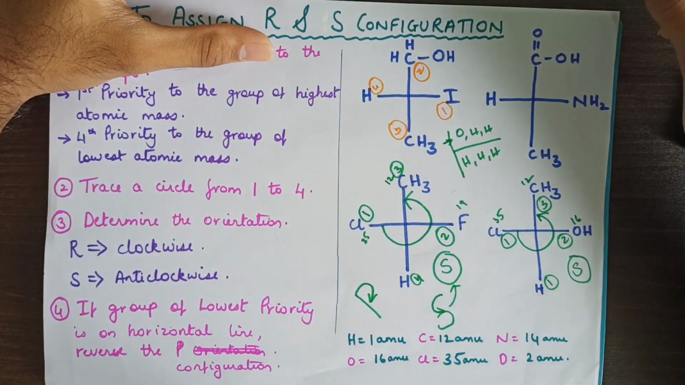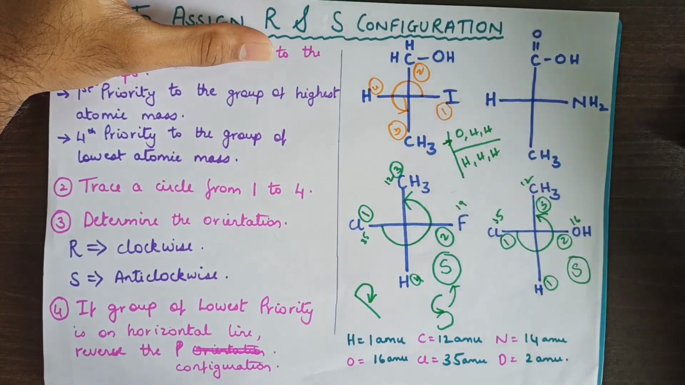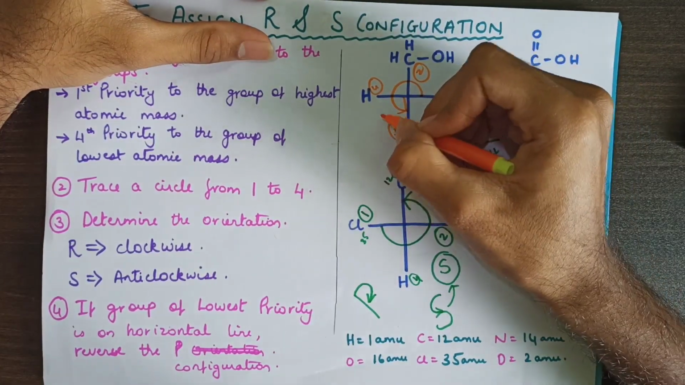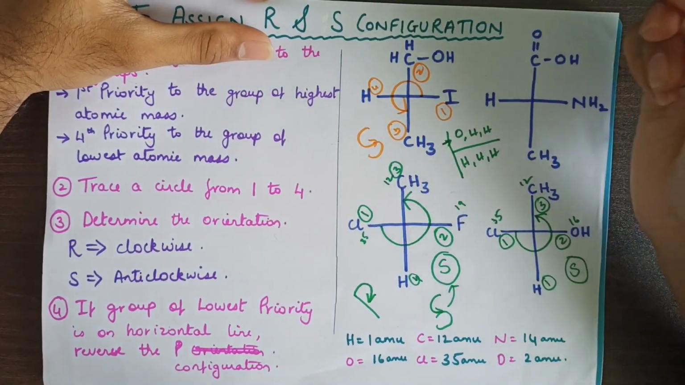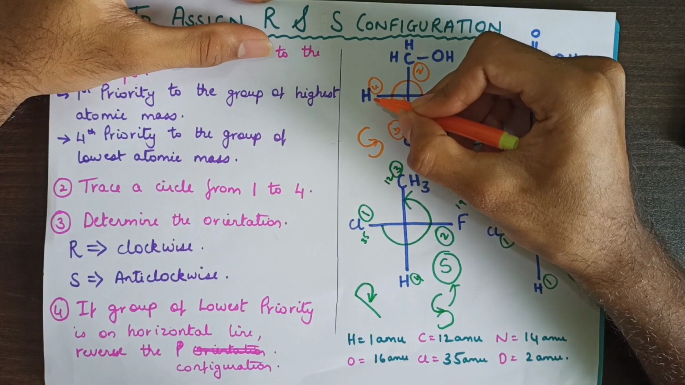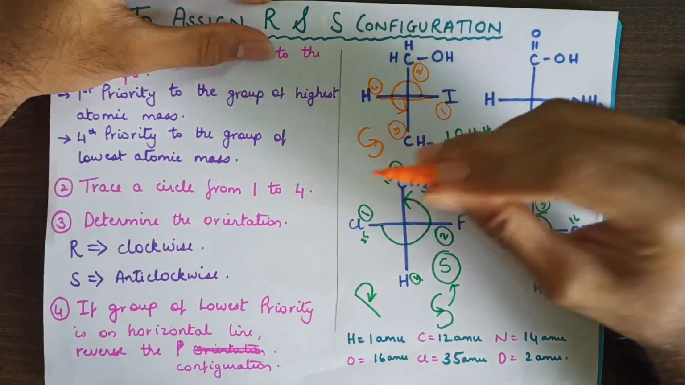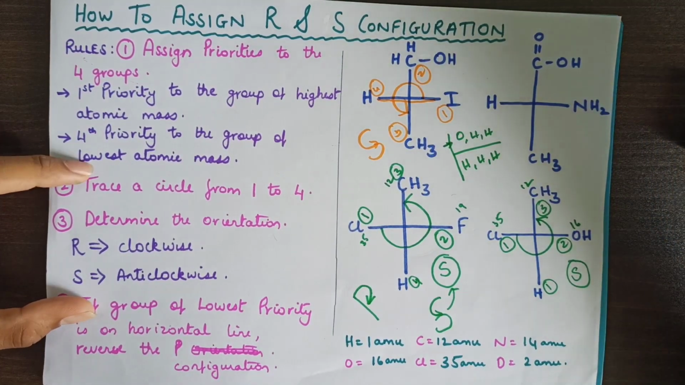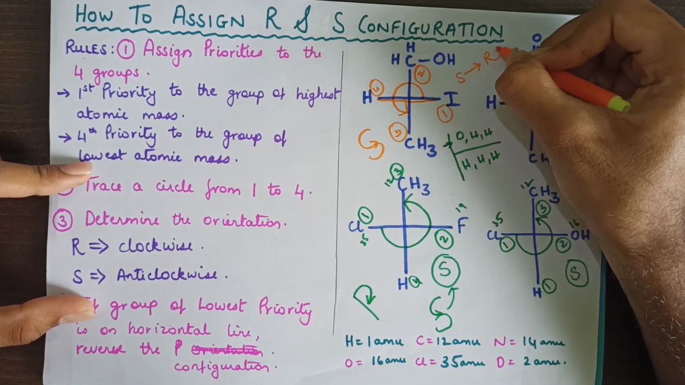Trace a circle from first to third. Starting from here, go all the way to third. What is this now? This is in the S direction because this is in the anti-clockwise direction, right? Like this. So it's the S configuration. But since the group of the lowest priority is on the horizontal line, therefore we reverse the configuration according to this rule. So it changes from S and becomes an R configuration.